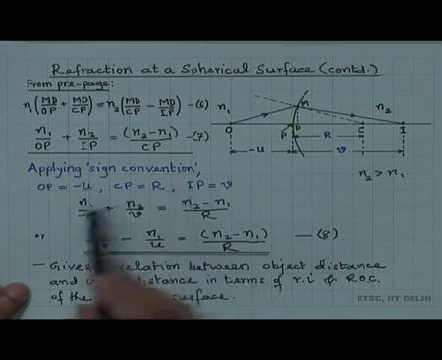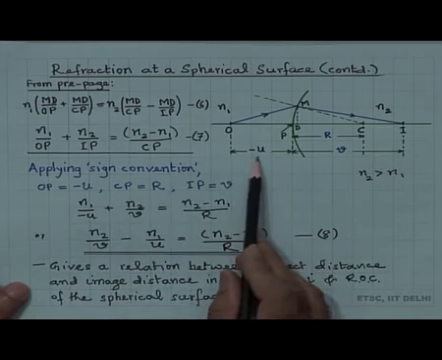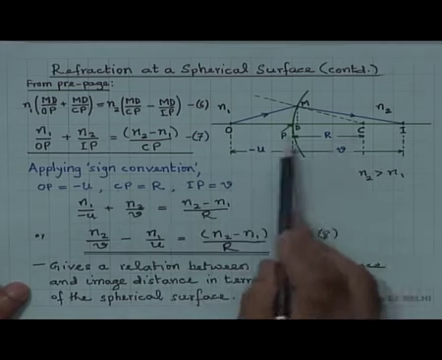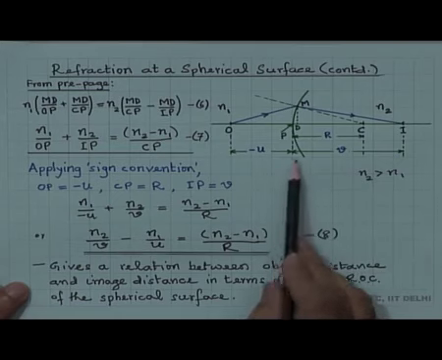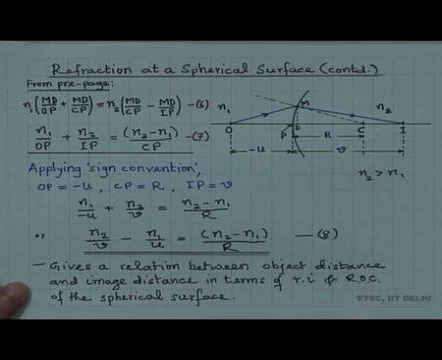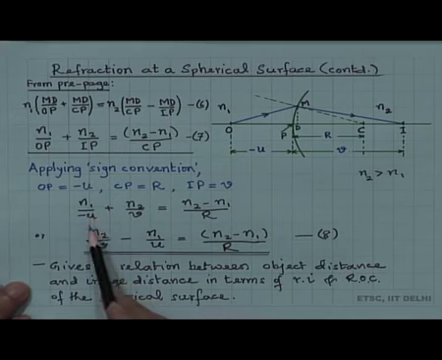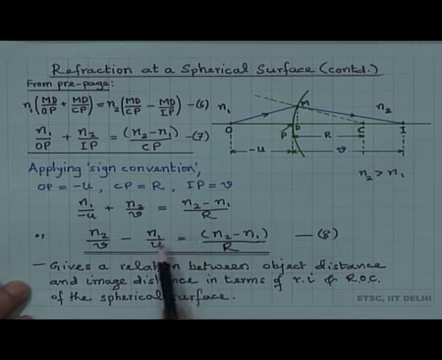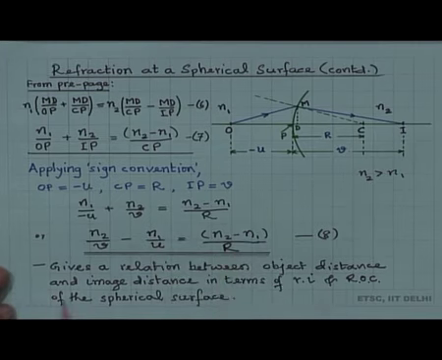Applying the sign convention, O p is equal to minus u, C p is equal to r, and the image distance is v, positive. So, we substitute here n1 by minus u plus n2 by v is equal to n2 minus n1 by r, or we can put it in the form n2 by v minus n1 by u is equal to n2 minus n1 by r.